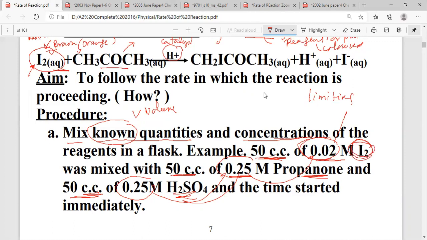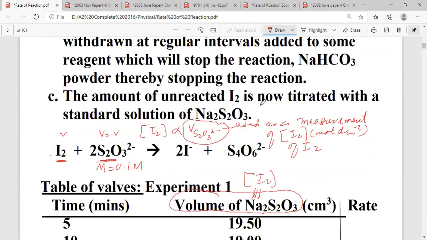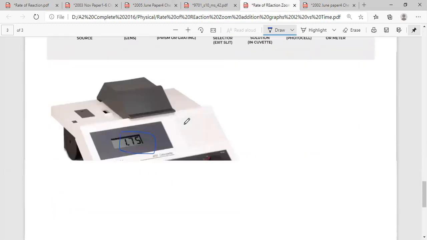So what happens? I'm going to mix them all up, and the time is started. Once I put the last one inside, they will start reacting. I'm going to draw for you the setup here. I've got a flask here. I'm going to put inside here first my iodine.